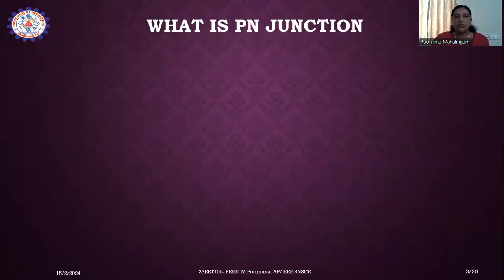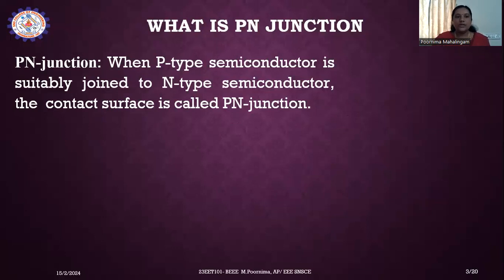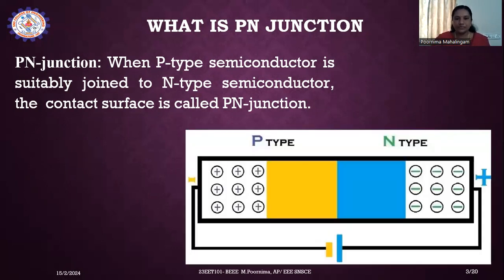Okay. Now, what is a PN junction diode? Here we have seen the basic definitions before going to the topic. Now we are going to see what a PN junction diode is. When a P-type semiconductor is suitably joined to an N-type semiconductor, the contact surface is called a PN junction. So the contacting surface is also known as the PN junction. Here we have the picture.